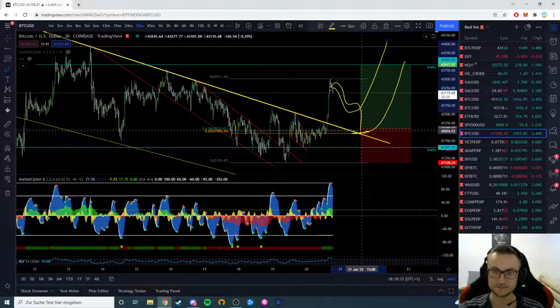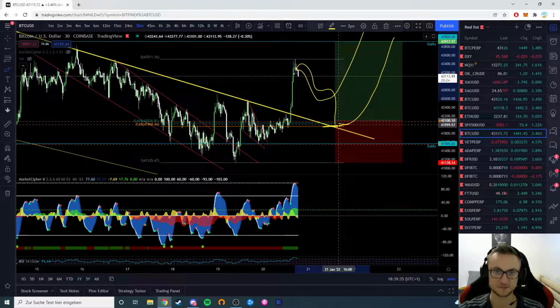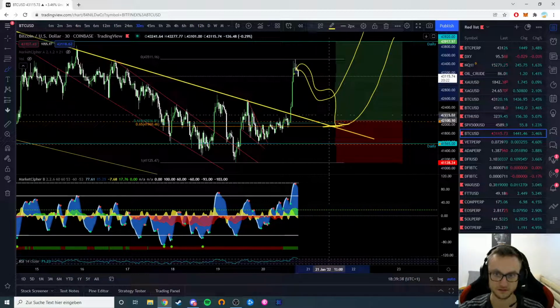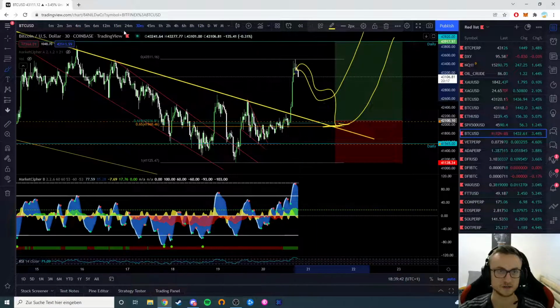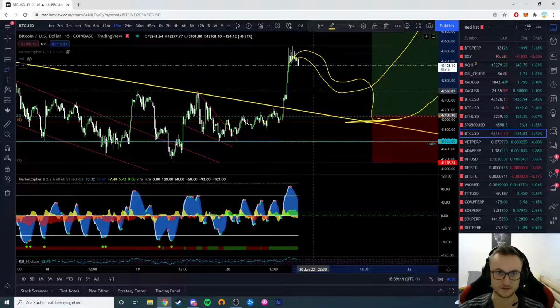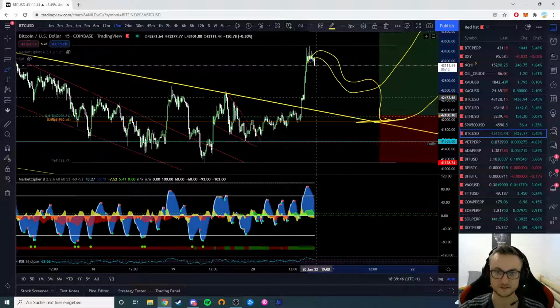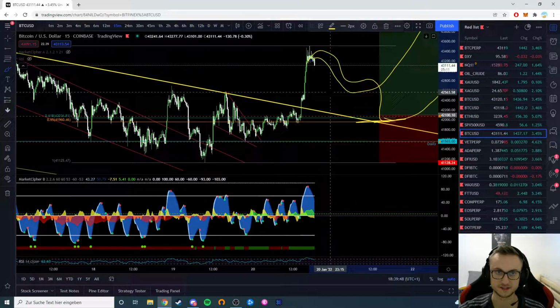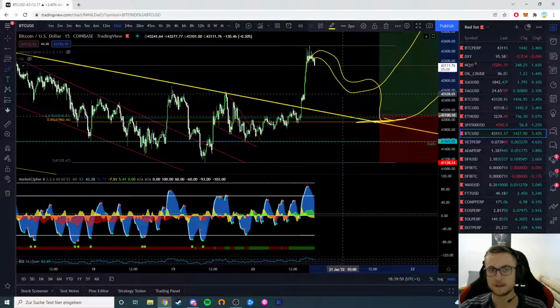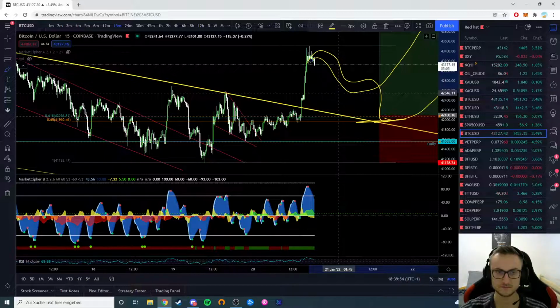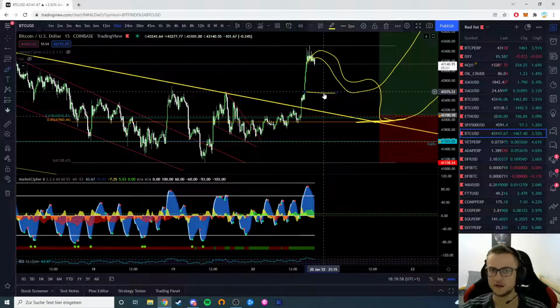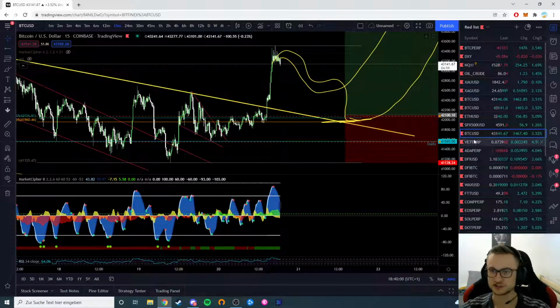Maybe if we do not come back to that level, we might find support right here, and I will look for Market Cipher to give me a bullish sign on the momentum waves, and maybe print a bullish divergence on the lower time frames around that area. And yeah, this is actually what I wanted to show you today.